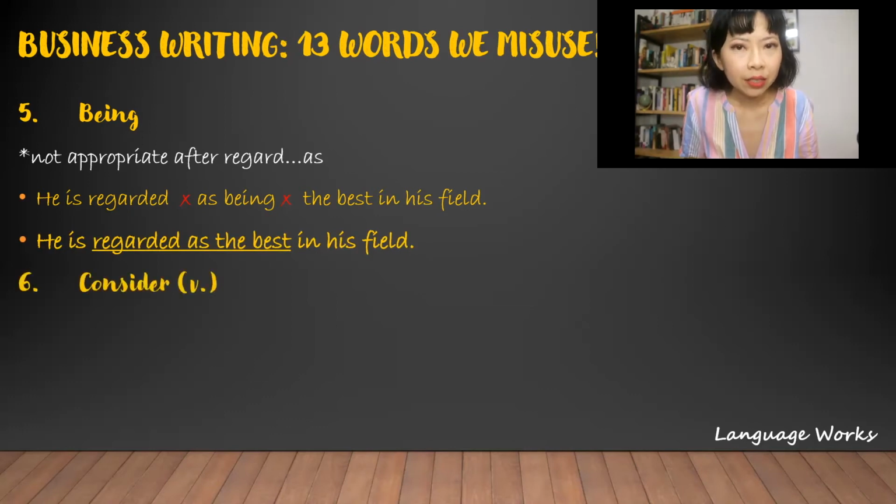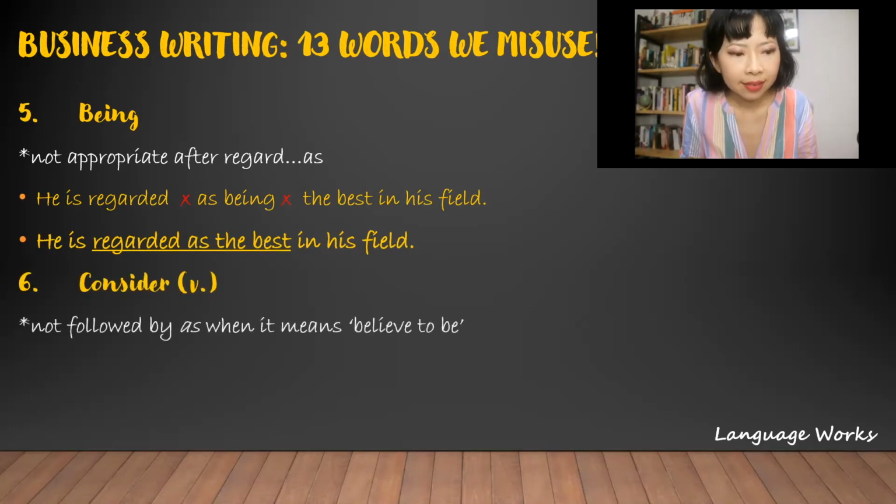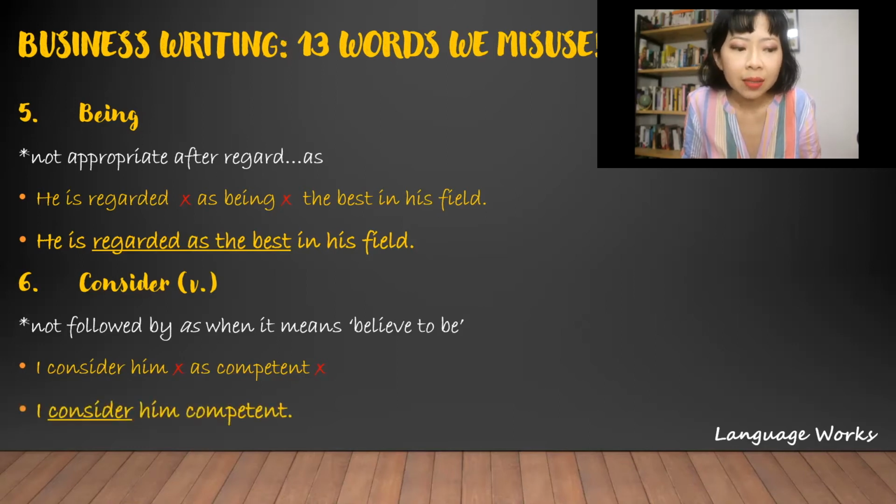Number 6, the verb consider. Not followed by as when it means believed to be. I consider him as competent. Again, it may sound correct to some of you, but this is not correct. So drop as, you don't need it. Simply, I consider him competent.